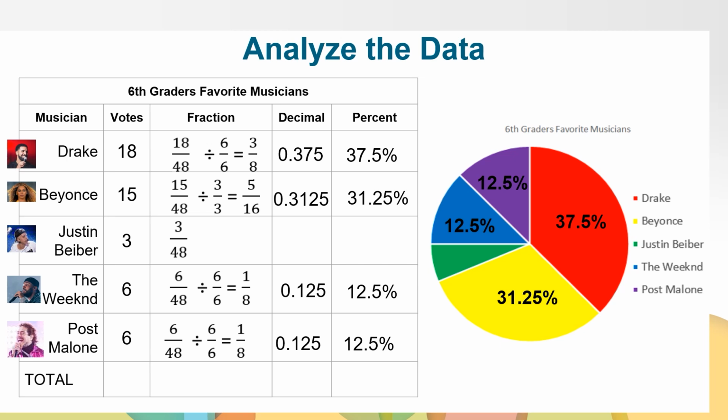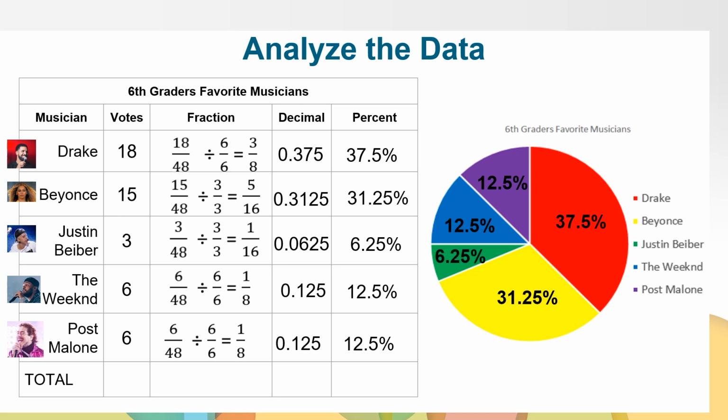I know that 1/16 is half of 1/8, and I can prove that by dividing 3/48 by 3/3. Next, I'll halve the 12.5% of The Weeknd and Post Malone's votes, and that'll give me 6 25/100%. So the decimal value must be 625 10,000ths. We'll represent Justin Bieber's votes with 6 25/100% in the green section of our circle graph.